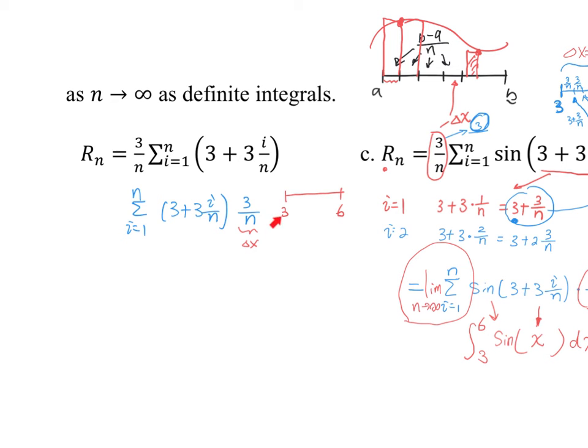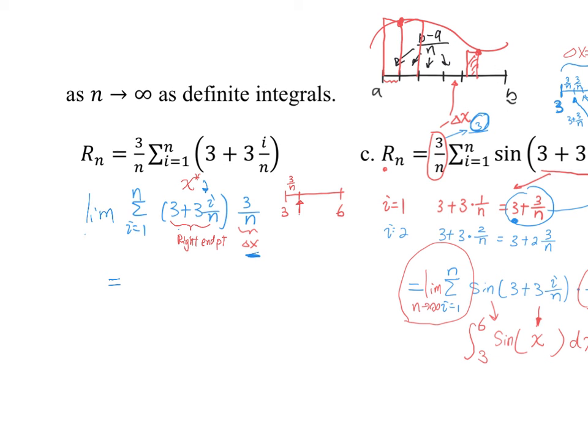Quickly review why we begin with 3. When i is 1, it's 3 plus 3 over n. Each interval is 3 over n. So that's your first right endpoint of the first interval. So this is just your right endpoint. That's basically what we call x. That's the x chosen from the first interval. So now this is delta x. This is simply your x, basically.